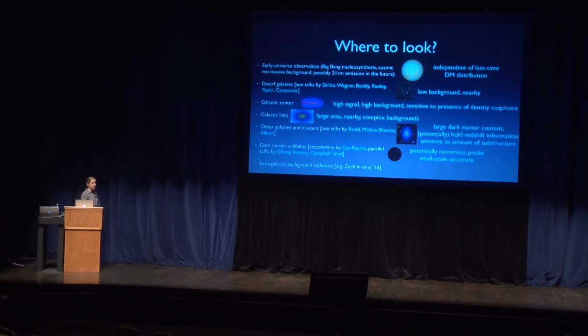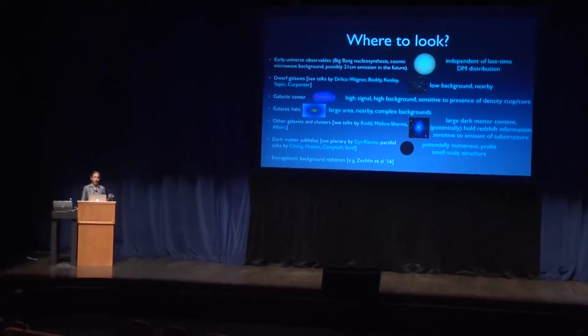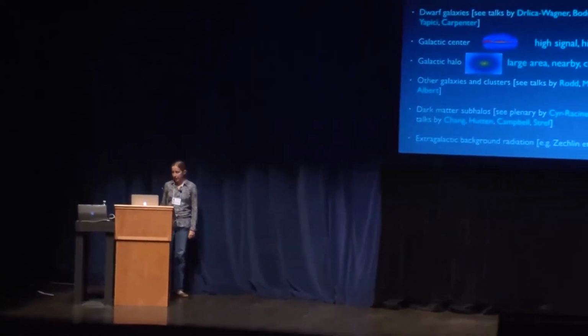We can look for dark matter subhalos, the little clumps of dark matter in the Milky Way halo that have not had any significant number of stars associated with them. For this, you need wide field experiments where you can do blind searches, but we have some of those. We have Fermi in the low energy gamma rays. We now have HAWC at higher energy in the gamma rays.